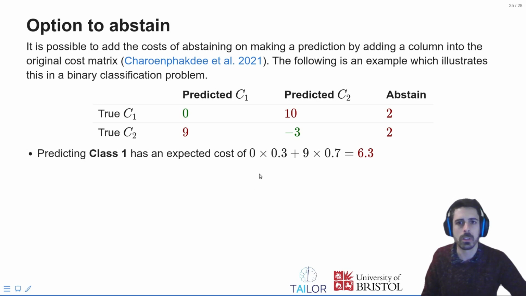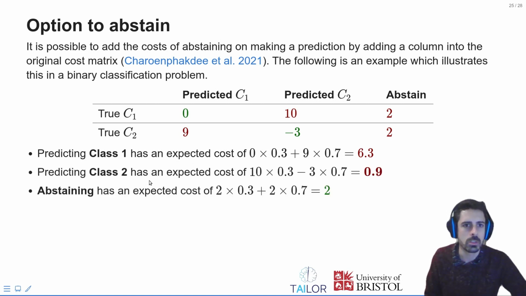Then, as we have done before, we can estimate the expected cost of predicting class 1, of class 2, and the expected cost of abstaining. In the case of the abstention, because both possibilities have the same value, the expected cost will actually be that value. And in this particular case, the smallest cost will be predicting class 2.